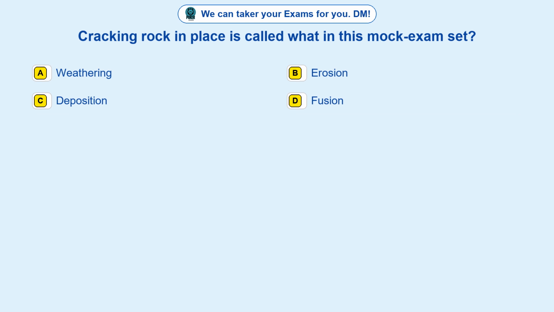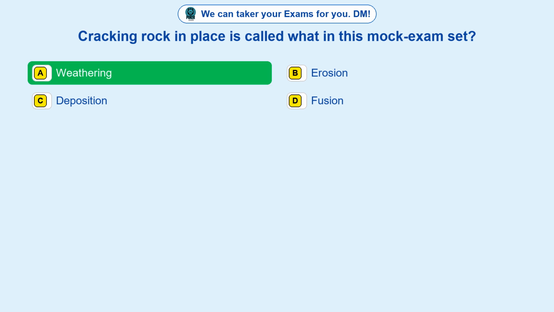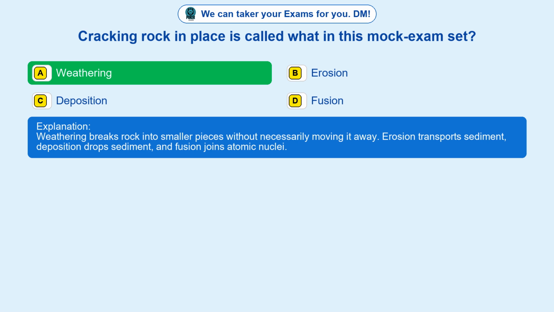Question 81. Cracking rock in place is called what in this mock exam set? Option A, weathering. Option B, erosion. Option C, deposition. Option D, fusion. The correct answer is option A, weathering. Weathering breaks rock into smaller pieces without necessarily moving it away. Erosion transports sediment, deposition drops sediment, and fusion joins atomic nuclei.